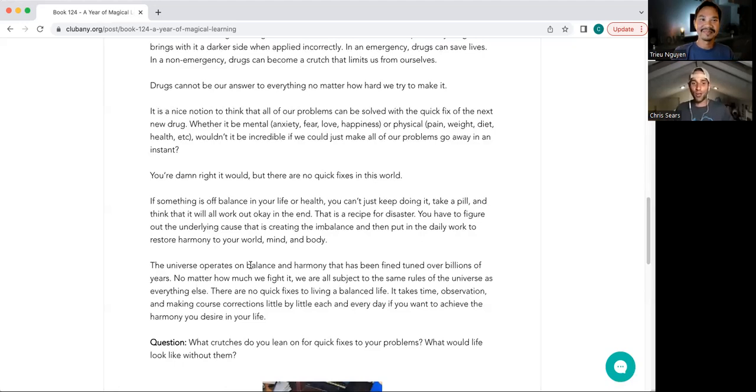Right. So I'll pause there. The question I asked was, what crutches do you lean on for quick fixes to your problems? What would life look like without them? So something to think about, but I know you probably have a lot of comments on this one. So I'll pause there and I'd love to get your thoughts.